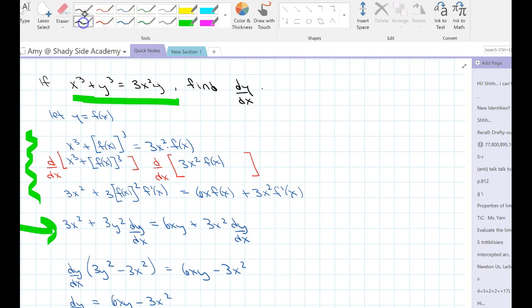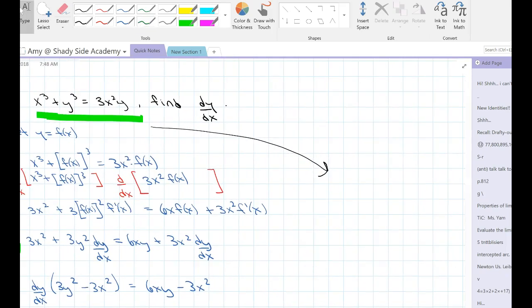So if I go ahead here and take the derivative now, let's talk it through together. When I take d by dx, I still do want you to write that you're taking the derivative with respect to x of x cubed plus y cubed equals the derivative with respect to x of 3x squared y.